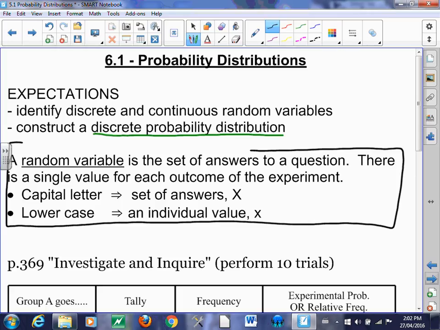We're going to talk about what's called the random variable. It's the set of all answers to a question. There is a single value for each outcome of the experiment. We're going to use capital letters for the set of answers. So that X, for example, could be the outcome of rolling a die. The lowercase would be the individual values. So the lowercase x would be when you roll a 1, or you roll a 2, a 3, a 4, etc. So that's all the possible outcomes, and this is kind of like your event.